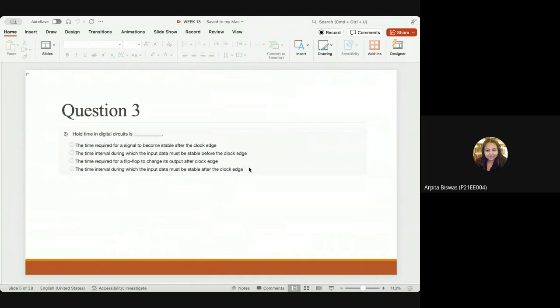The hold time in a digital circuit is: option A, the time required for a signal to become stable after the clock edge; option B, the time interval during which the input data must be stable before the clock edge; option C, the time required for a flip-flop to change its output after the clock edge; and option D, the time interval during which the input data must be stable after the clock edge. Please go through the question carefully and try to give the right answer.